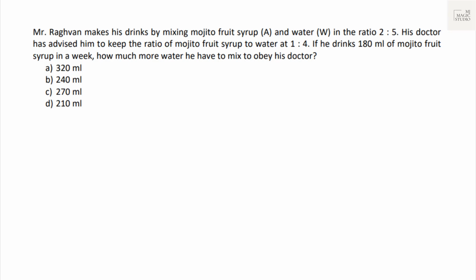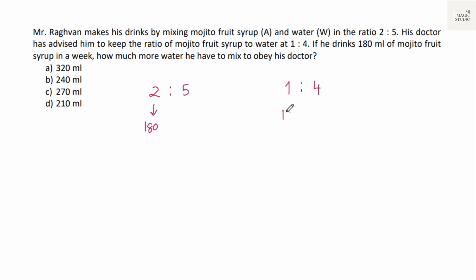Next one, give it a try. Mr. Raghavan makes his drinks by mixing mojito fruit syrup A and water in the ratio 2:5. This is what Mr. Raghavan is doing. His doctor had advised him to keep the ratio of syrup to water as 1:4. This is the advice. If he drinks 180 ml of fruit syrup in a week, how much more water does he have to mix to obey his doctor?